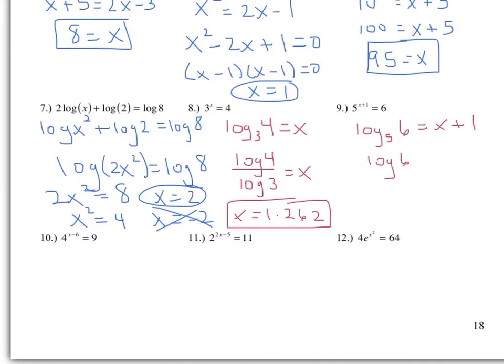So it would be log of 6 divided by log of 5. And then that will equal your x plus 1. And then we're going to have to subtract 1 to isolate the x. So it'll be log 6 divided by log of 5, and then we'll subtract 1 in our calculator. And that will give us our x value. And when you type that in your calculator, you should get 0.113.